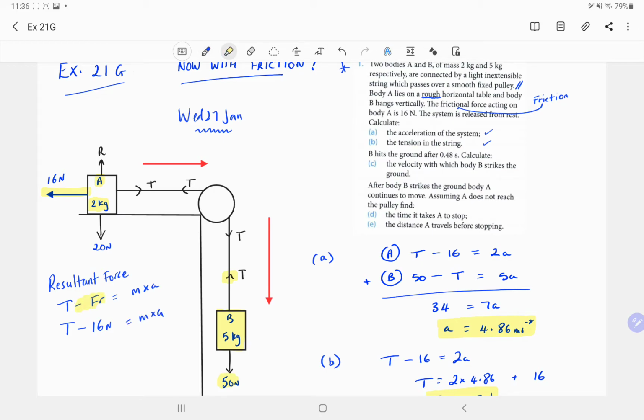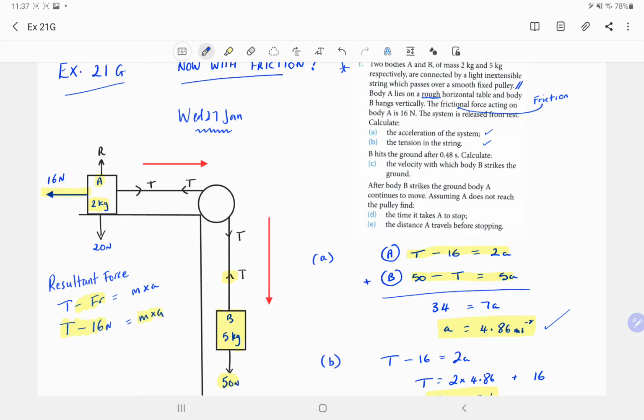So this bit wasn't in the previous exercise. So it was just T equals MA. But we have to do that subtraction and then let that equal MA. And once you get that part done, it's just exactly the same as the previous exercise. You have two equations. This is the equation for object A: T minus 16 equals 2A. This is the equation for object B: 50 minus T is equal to 5A. Adding them together gets rid of the T's. So just like the last exercise, you're left with the value of A.